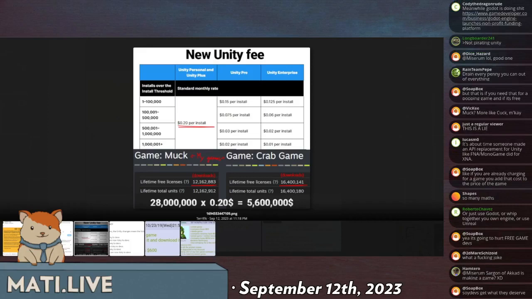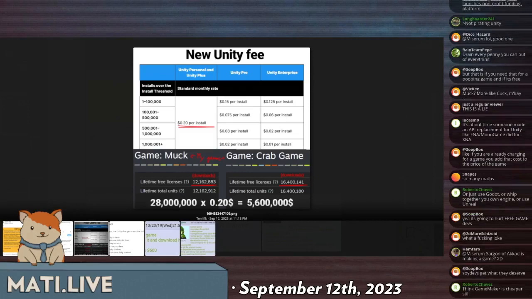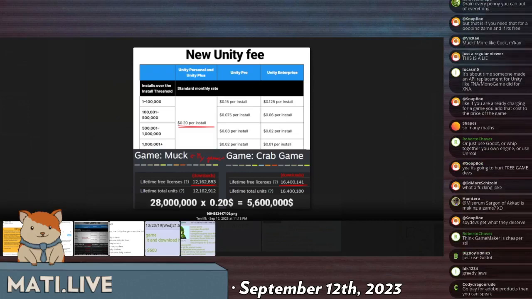So I'm hoping this might be a Unity killer, because a lot of people are not going to be happy with this, and they're going to look into alternatives. And there are alternatives. You have the Unreal Engine, which is very successful.